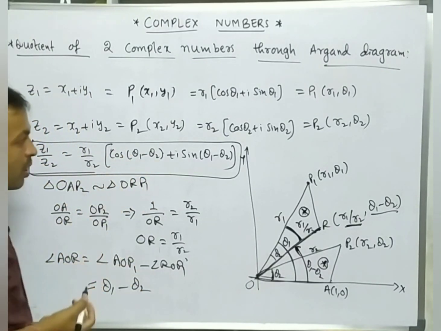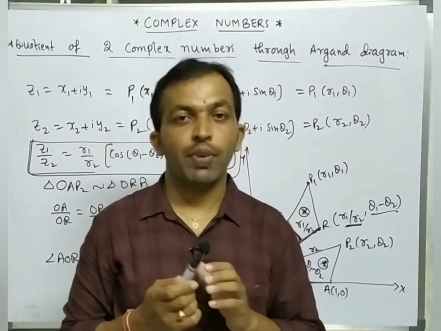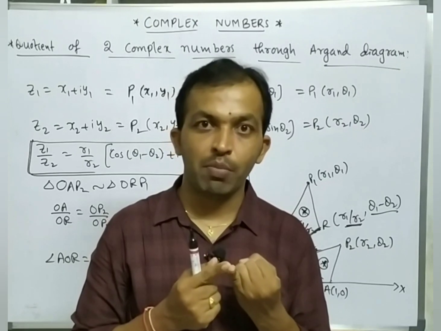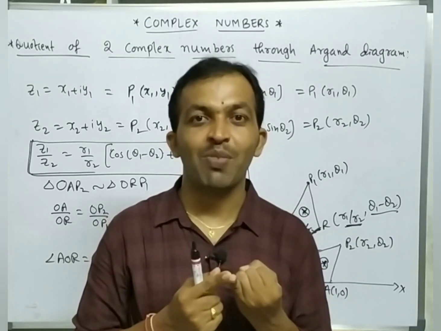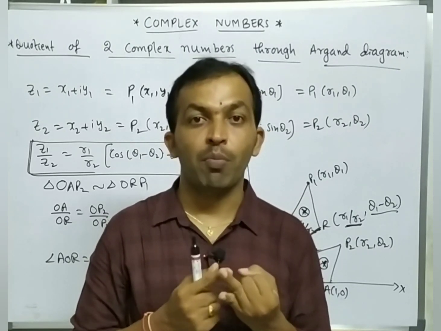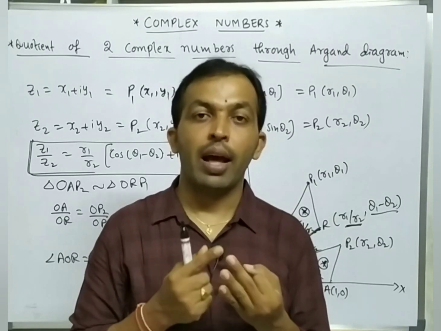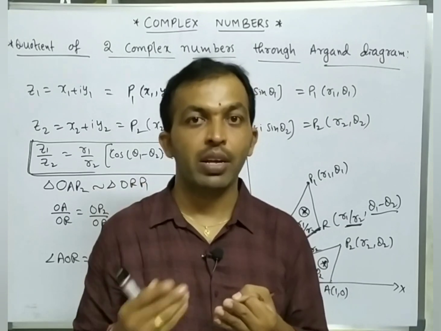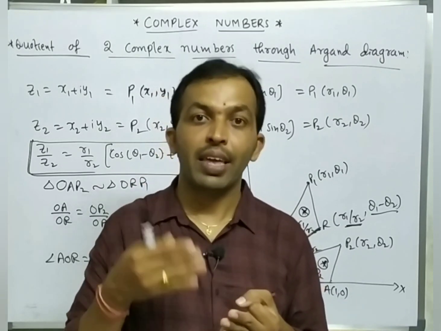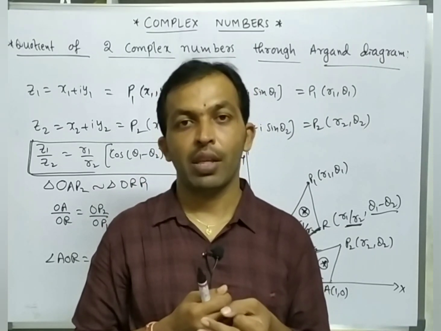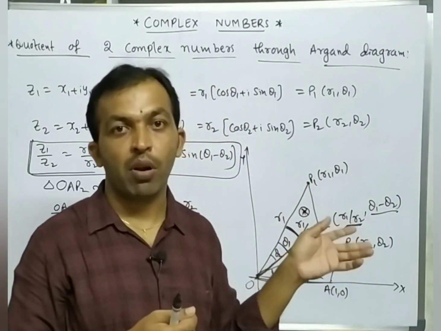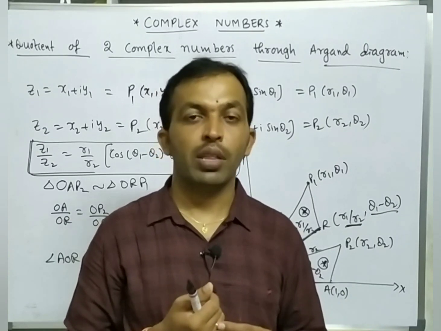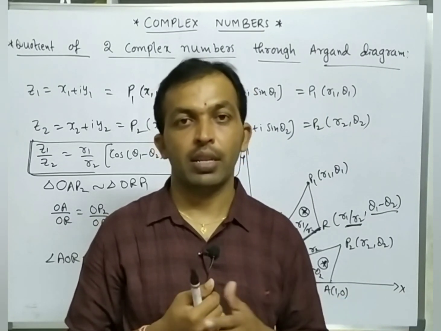So like that we can represent geometrically: the geometrical representation of a complex number, what the complex plane and Argand plane are, the geometrical representation of different geometrical figures and their corresponding equations, and the difference, product and quotient of two complex numbers geometrically. This we have discussed in this video.